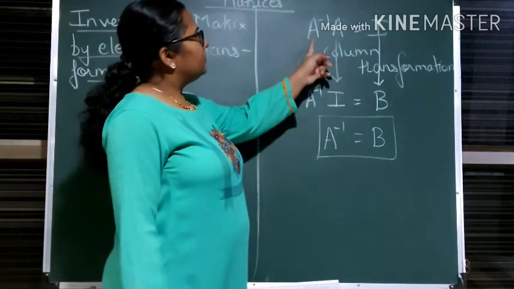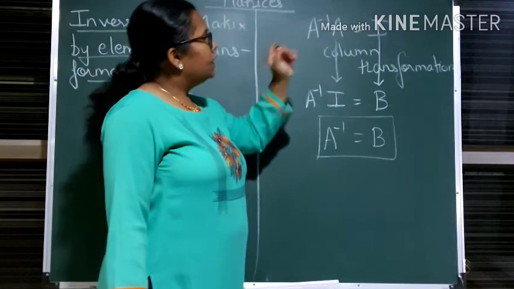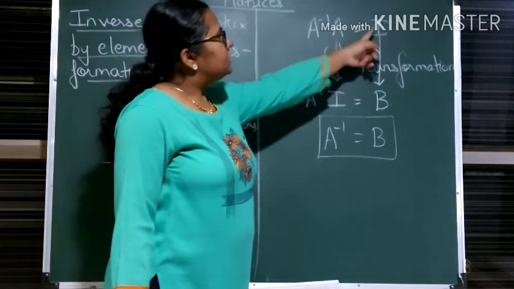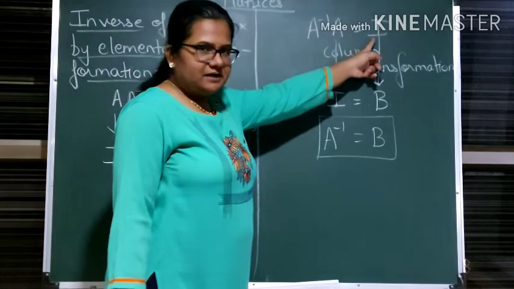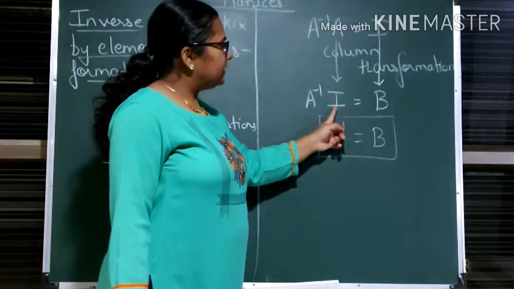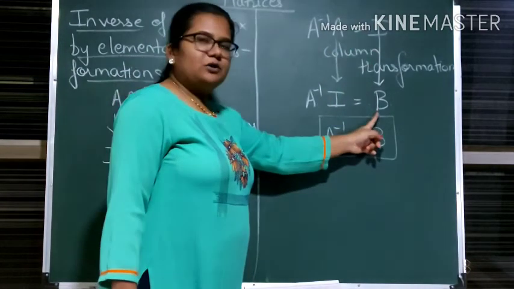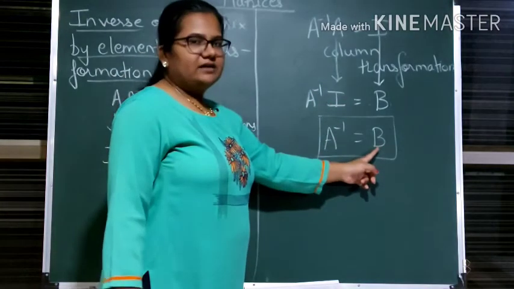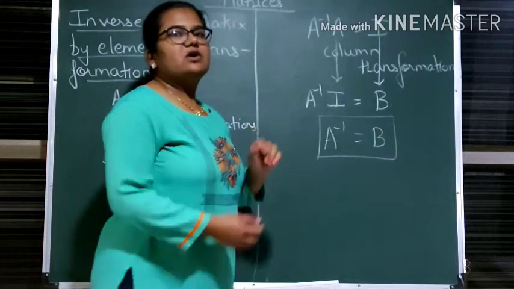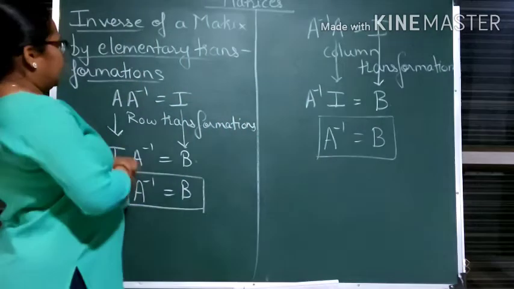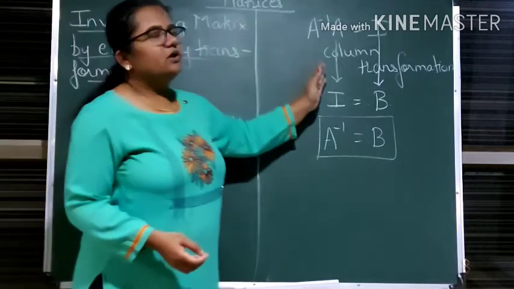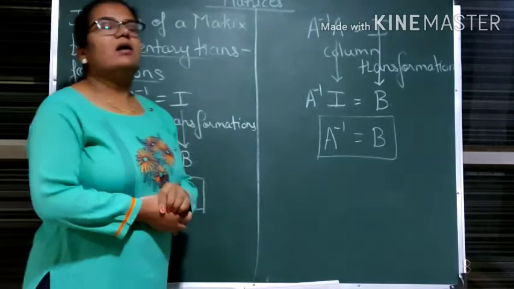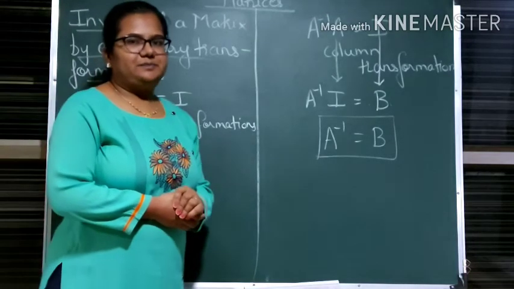Now the second definition we have seen is A inverse into A is equal to I. You can apply column transformations on this post matrix A. Apply the same transformations on the identity matrix. Convert this matrix A to the identity matrix. This matrix will get converted to a new matrix B. A inverse into I is A inverse. So you will get the value of A inverse as equal to B. So this is called the elementary transformation method. Either you can do row transformations or you can do column transformations. Convert the matrix to the identity matrix and you will get the inverse of the given matrix.